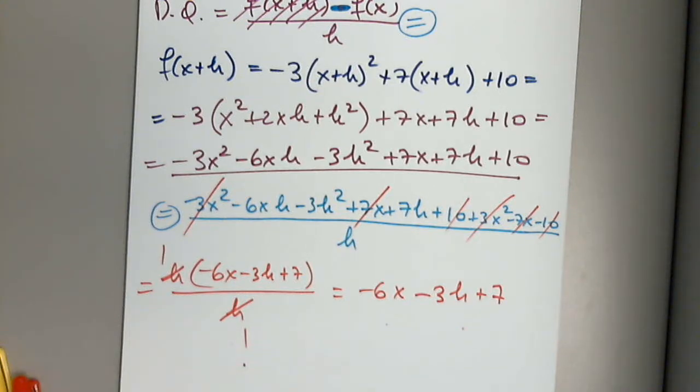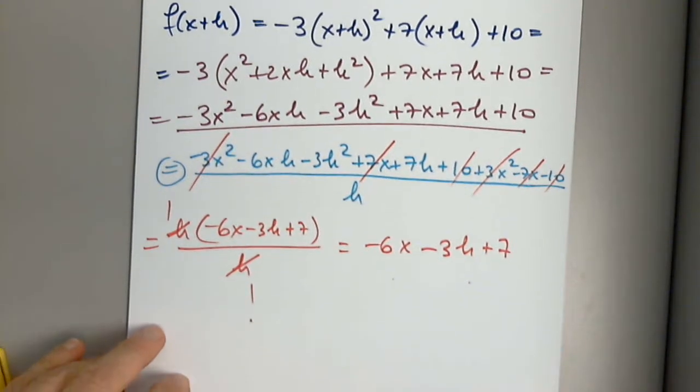after we simplify the h. And this is how we deal with the difference quotient. It represents the rate of change of a function at any point. Under certain conditions, of course.